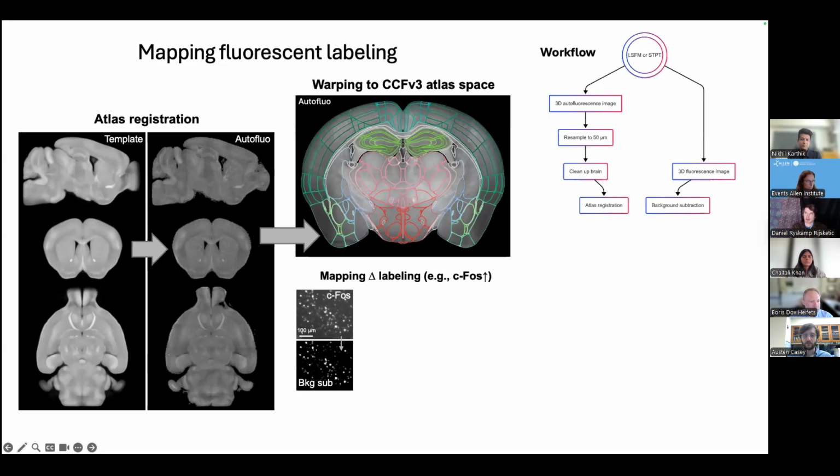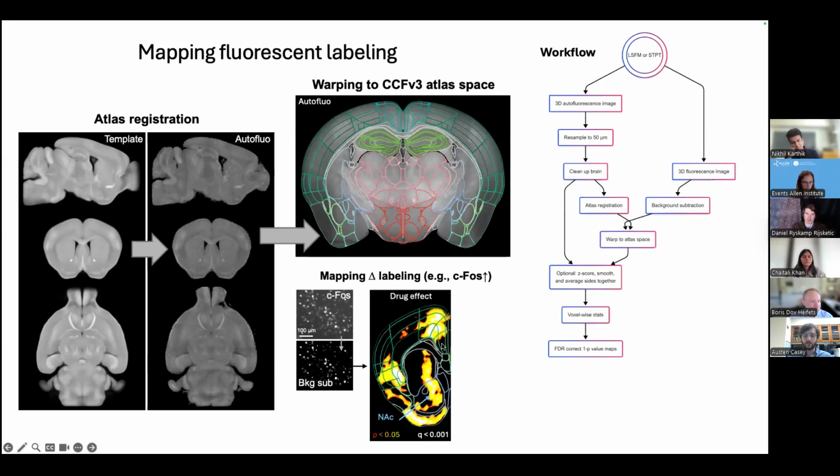And then for mapping labeling of fluorescence, you typically use rolling ball background subtraction to remove autofluorescence from the channel that has more labeling. And then we can warp that to atlas space for all of the samples where we can perform voxelwise analyses and generate p-value maps that you can see in warm colors. And we use FDR to correct for multiple comparisons to define clusters of significant voxels as shown in white.